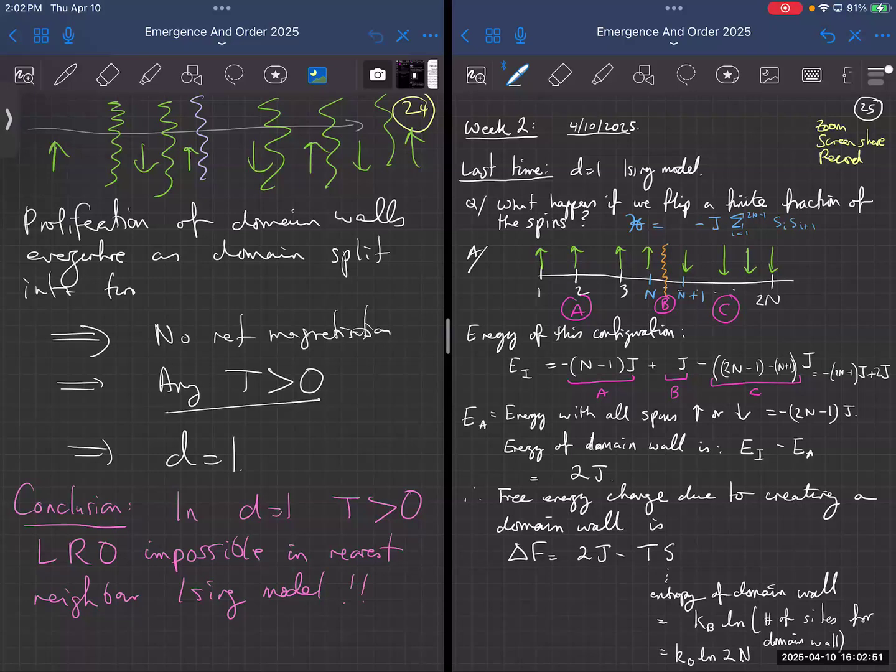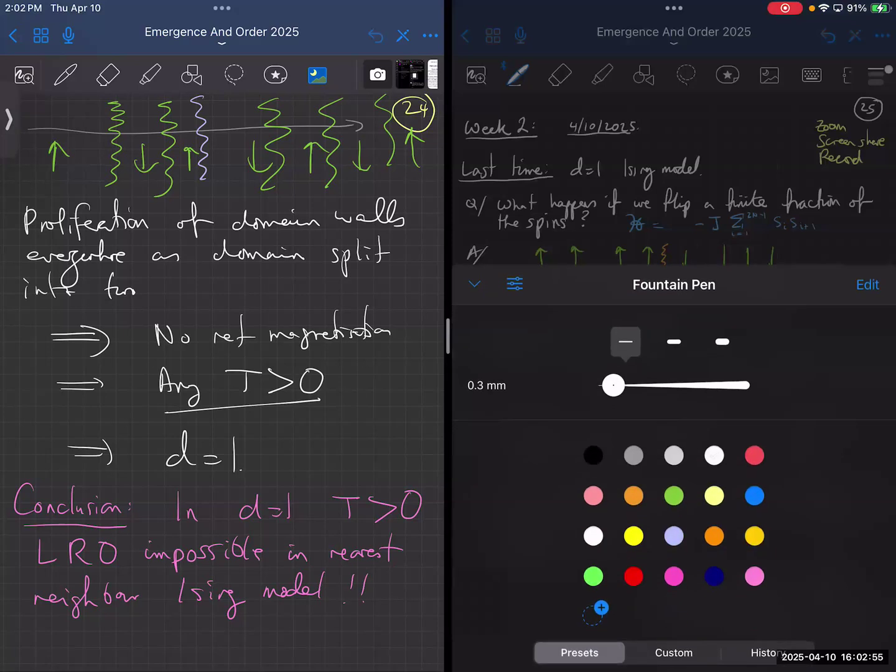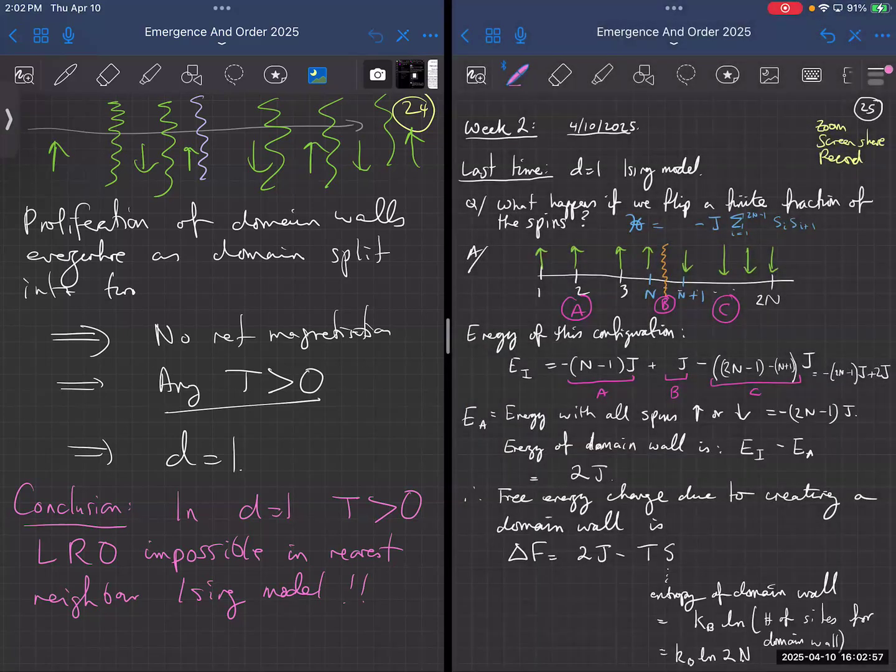Just to help you through the calculation, because I got some questions about this, here is the Hamiltonian for the system, and we're going to be summing from i equals 1 to 2n minus 1, the S_i times S_(i+1). And S_i can be plus or minus 1, so that's how we compute the energy of the system.